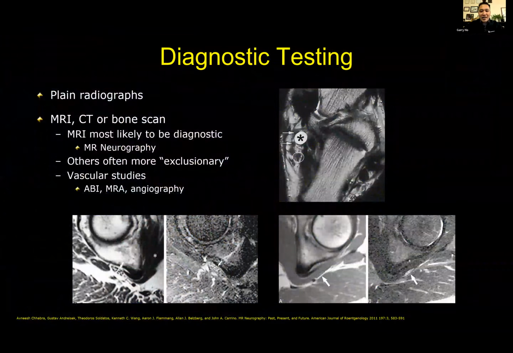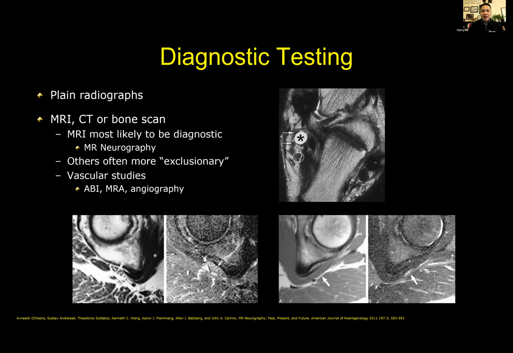By extension, looking at diagnostic testing, there are a lot of different tests that we can get for peripheral neuropathies: plain film radiographs, MRI, CT, bone scans, even some vascular studies can be useful, but the majority of these are going to be mostly exclusionary. The exception could be an MRI. MRI is the one that's most likely to be diagnostic.